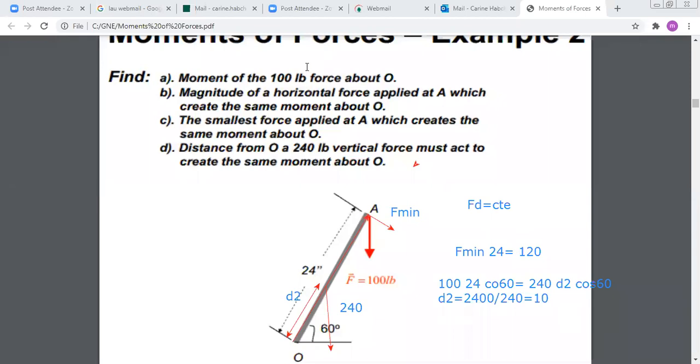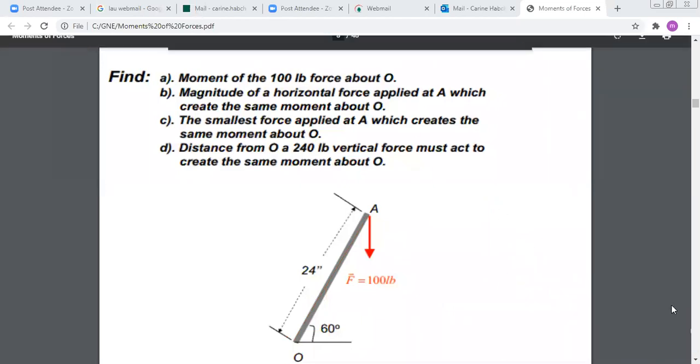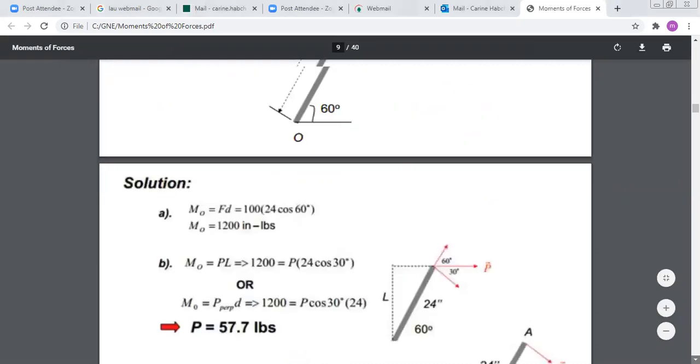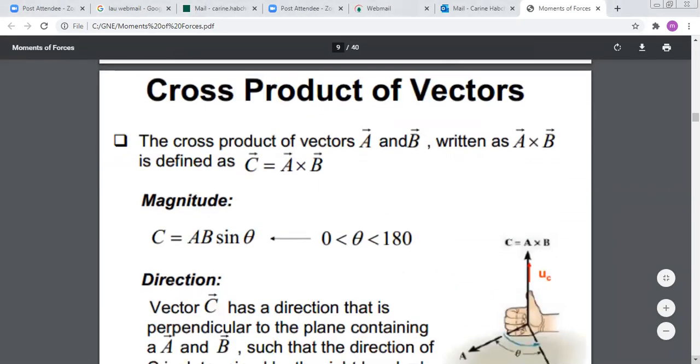Okay, so let us continue. A very important application of vectors in moment is the cross product. You will see why we will use it a lot in finding moment of forces. So for this reason, we will introduce the vectorial product.